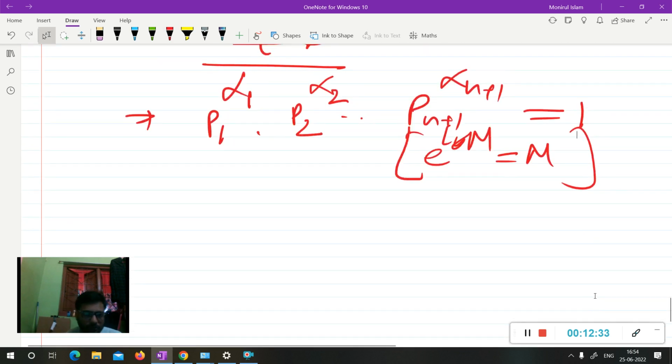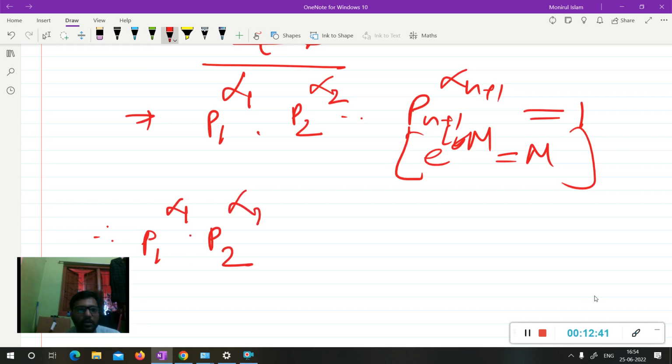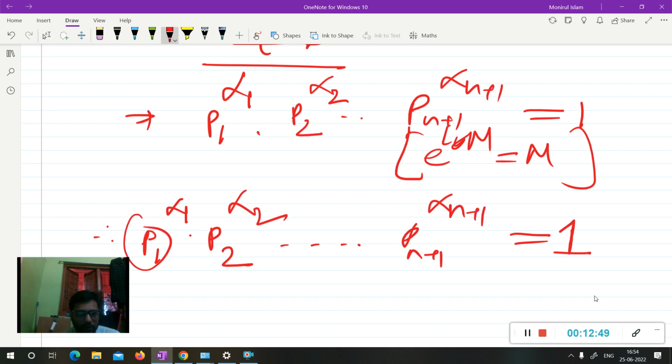Now if you think briefly, then you can easily see that alpha 1, alpha 2, up to alpha n plus 1 are 0. What I have left is p1 power alpha 1, p2 power alpha 2, up to pn plus 1 power alpha n plus 1, which will be 1, right? Now p1, p2 and so on are prime. Remember this, these are prime.